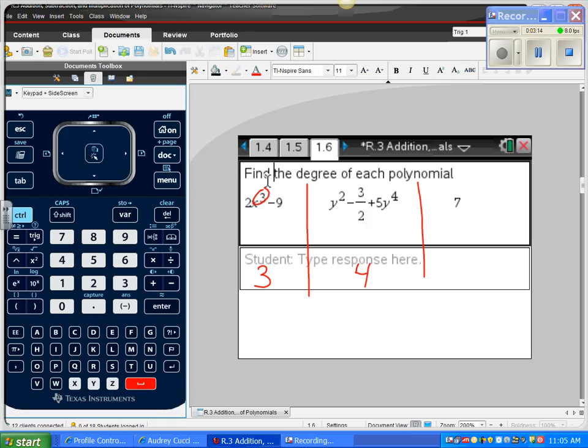Now, the reason it's 4 is, remember, we like these in descending order, and the largest exponent there is 4. So if it's easier for you to see, feel free to take it and put it in descending order. Okay? And the degree for the number 7 is 0, because we don't have an exponent on a variable that we're dealing with. We have an exponent of 1, but it's not on our variable. Okay?